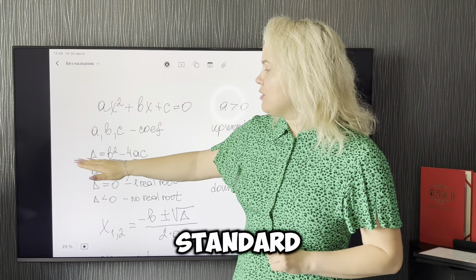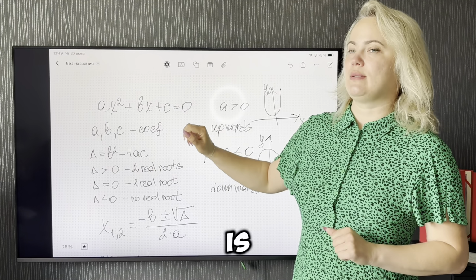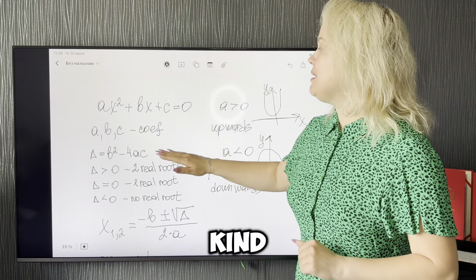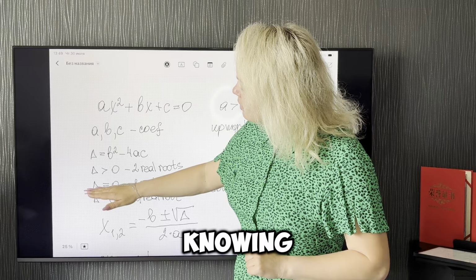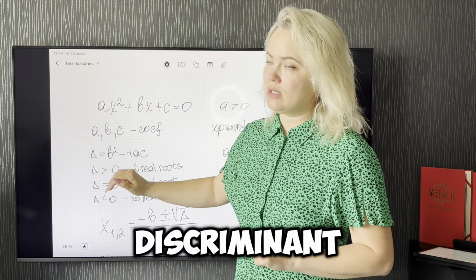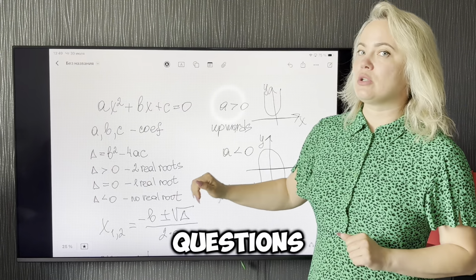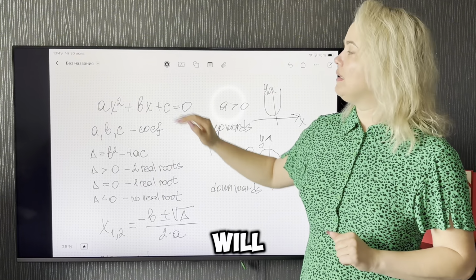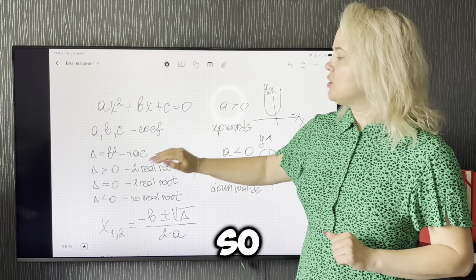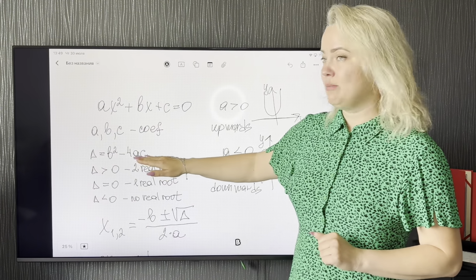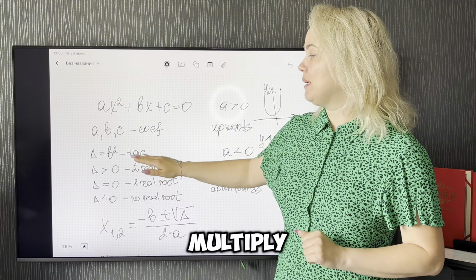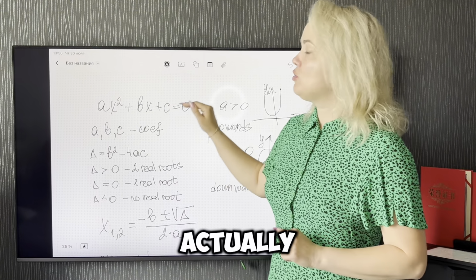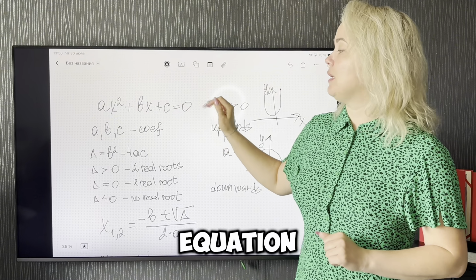So, the standard formula for the discriminant. And what is the discriminant? The discriminant is a combination of the coefficients, such that knowing its actual meaning, we can answer the questions of how many roots and what kind of roots the quadratic equation will have. So the formula for the discriminant is b squared minus 4 multiplied by a multiplied by c. a, b, c are coefficients we obtained from the initial quadratic equation.